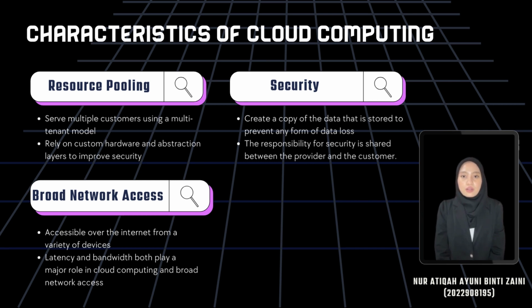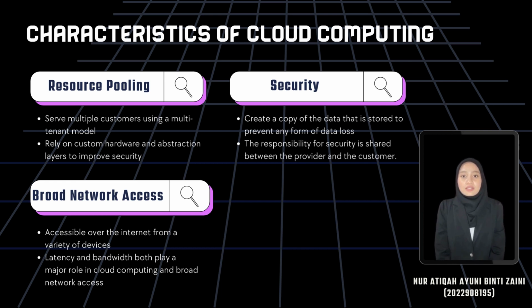Another essential cloud computing characteristic is broad network access. You can access cloud services over the network and on portable devices like mobile phones, tablets, laptops, and desktop computers. A public cloud uses the internet while a private cloud uses a local network. Latency and bandwidth both play a major role in cloud computing and broad network access, as they affect the quality of service.